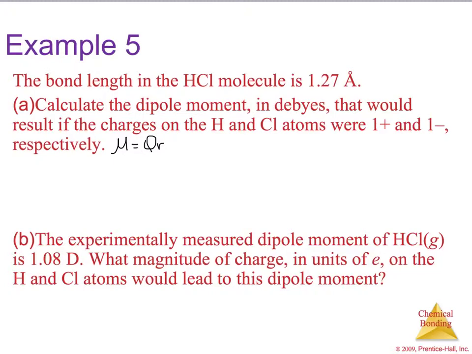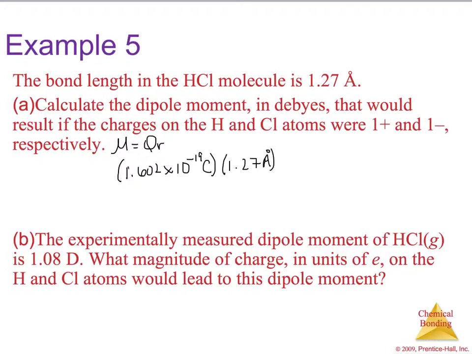Q is really equal to the charge of the electron. So in this case, our Q is going to be 1.602 times 10 to the negative 19th coulombs, which is represented with a capital C. This is on your blue chart that you're given for your test and on the AP test. Our radius is given in angstroms, which is 1.27 angstroms.